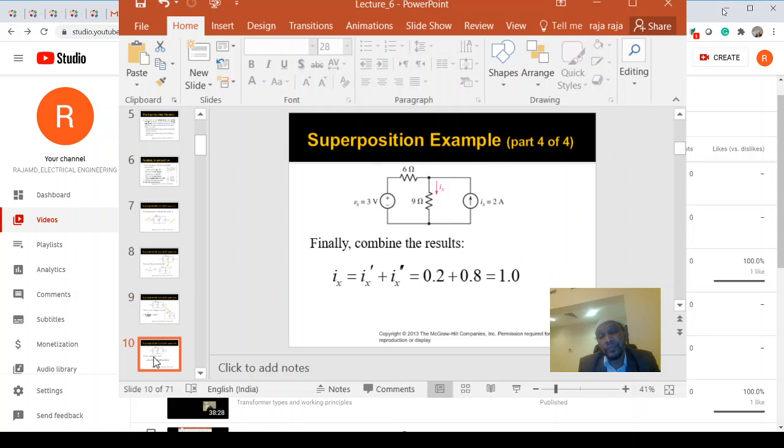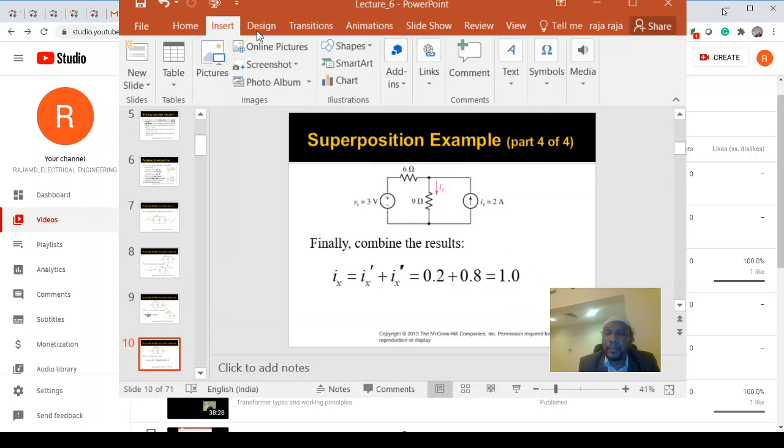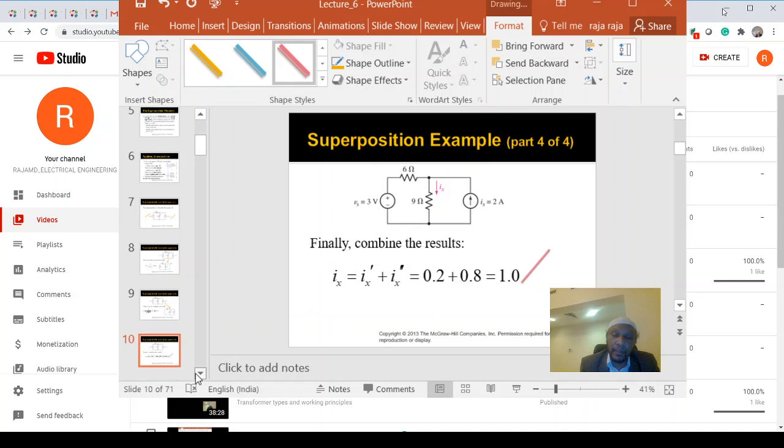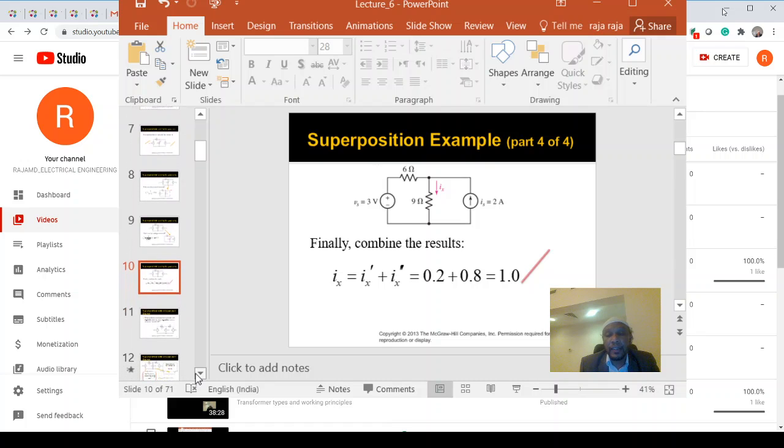Okay, so this is our final answer. We can see here Ix equals Ix dash, the first case, plus the second case, 0.2 plus 0.8. So we get 1.0. That is the final result of the given problem. So that is our result, 1 ampere. So always you have to write the unit. Clear? Carefully, always.